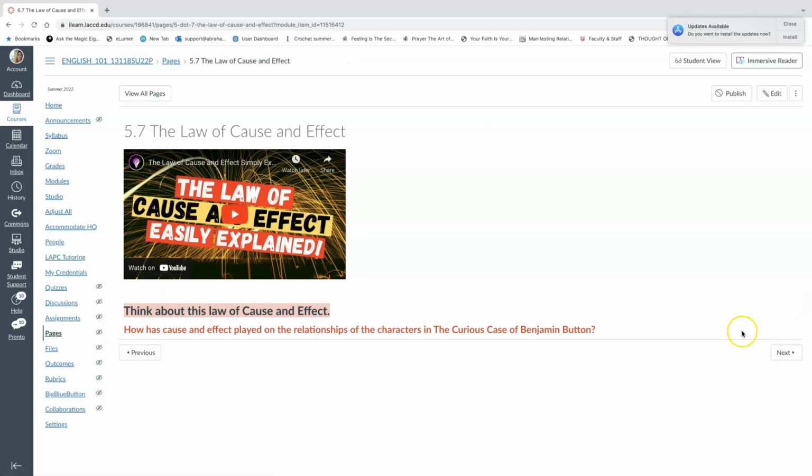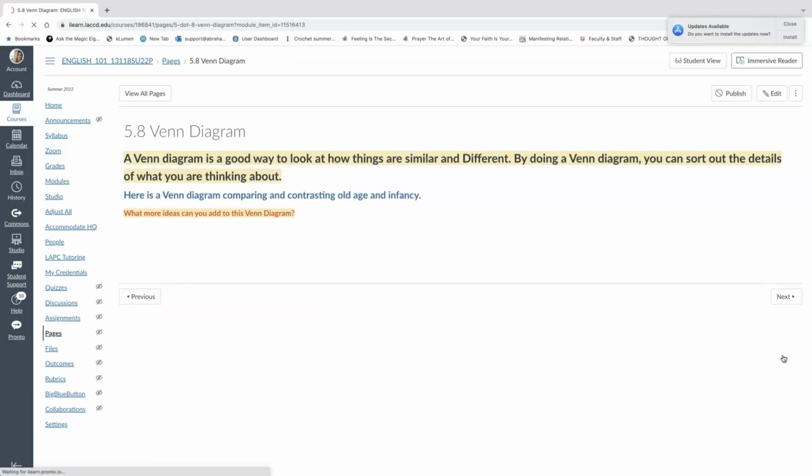And so I want you guys to think about the law of cause and effect in relation to The Curious Case of Benjamin Button. Here is a video that talks about the law of cause and effect, and it's explained for you so that you can relate it to this book.